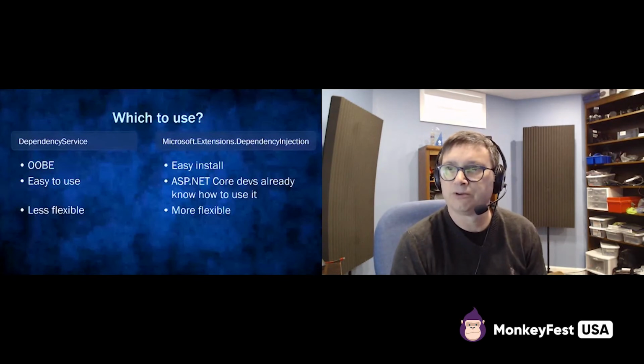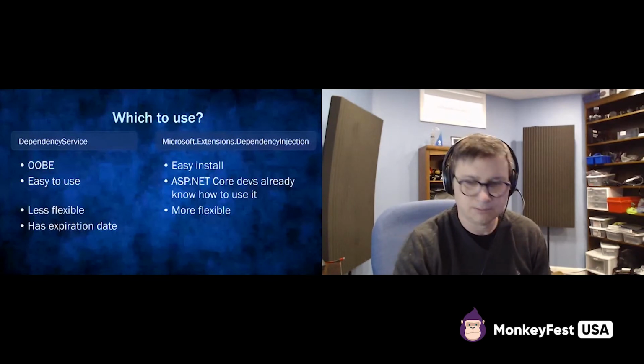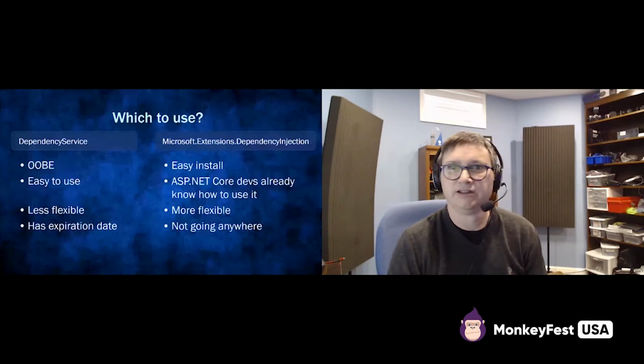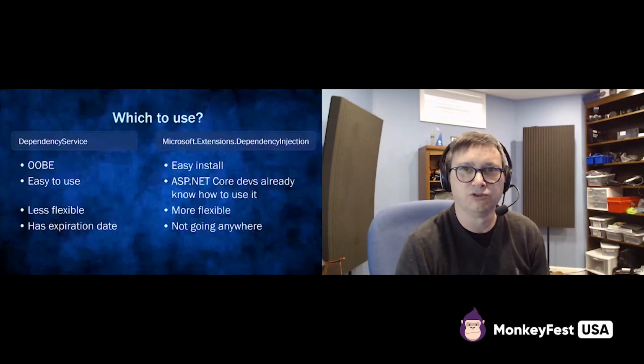And there's an expiration date on this. This is in Xamarin.Forms. It probably will not be in Maui. Microsoft Extensions dependency injection, it's not going anywhere. Your code is future-proof.